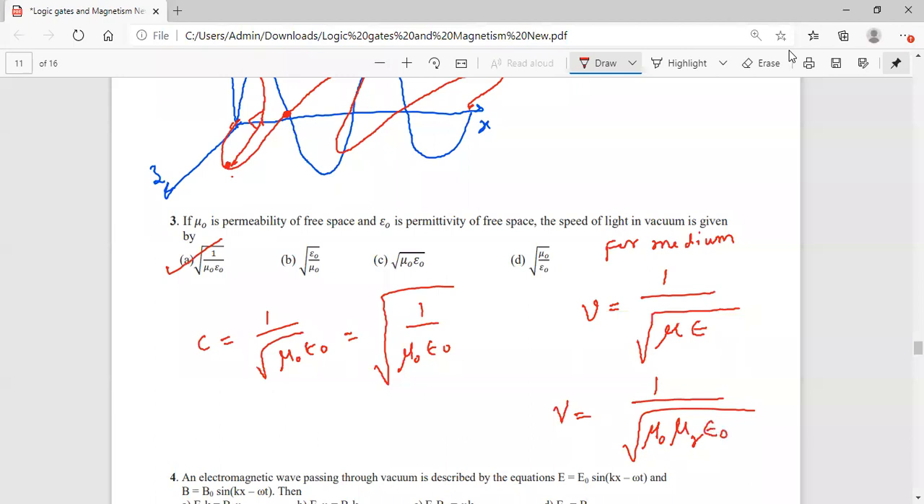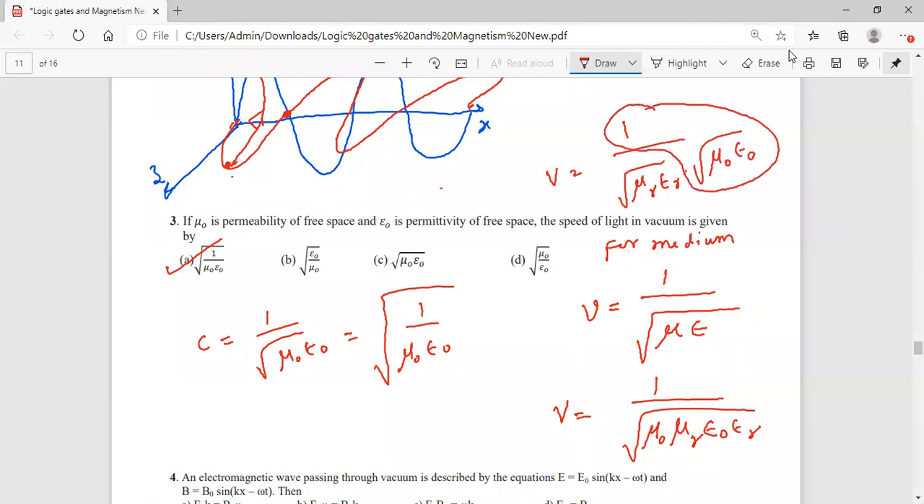Epsilon naught into epsilon r, and this can be written as V is equal to 1 divided by square root of mu r into epsilon r into square root of mu naught into epsilon naught. And this can be represented by what? C. Therefore, V is equal to C divided by square root of mu r epsilon r.